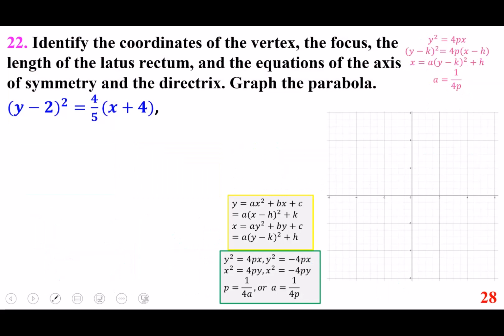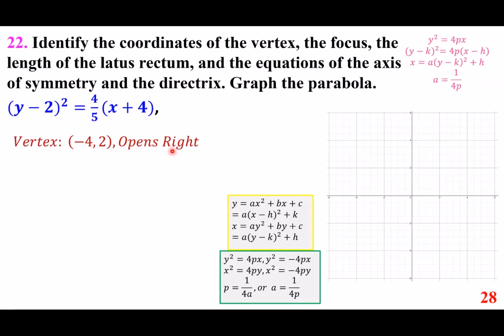We're going to look at this one, and we have the formulas. Identify the coordinates of the vertex, the focus, the length of the latus rectum, and the equation of the axis of symmetry, and the directrix, graph the parabola. So let's first and foremost draw the vertices located at -4 and +2.